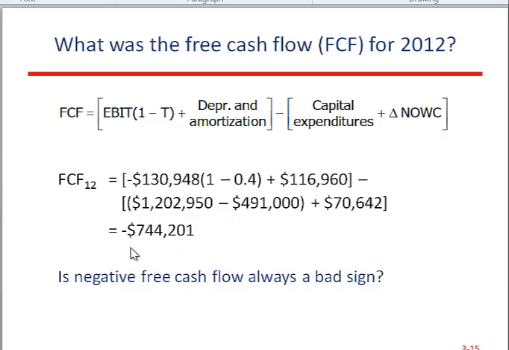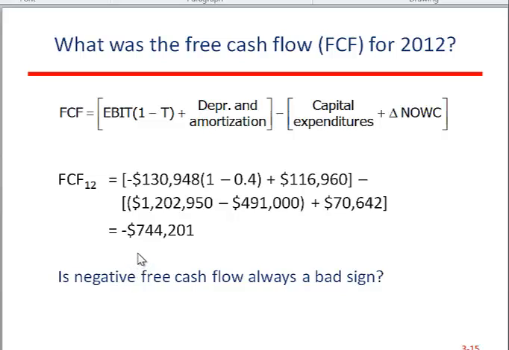You'll notice that we have a negative free cash flow. Well, that's a bad thing. Is negative free cash flow always a bad sign? You know, it's not a good sign. However, there is a case when it is a good sign. Generally you want free cash flow. Free cash flow is a positive thing. It's good when it's positive.